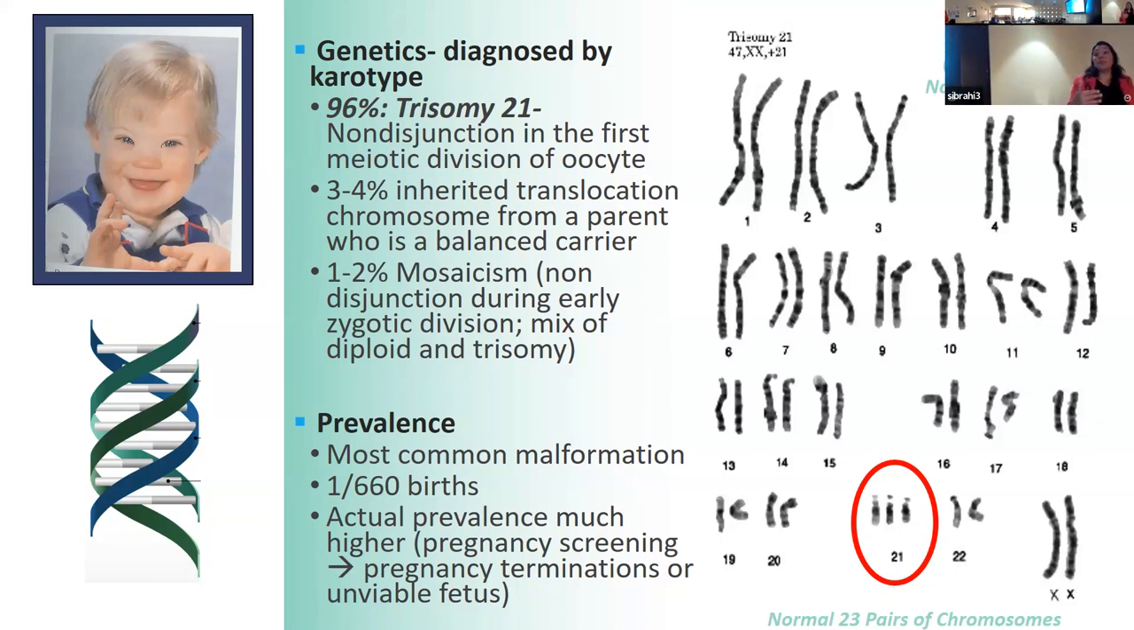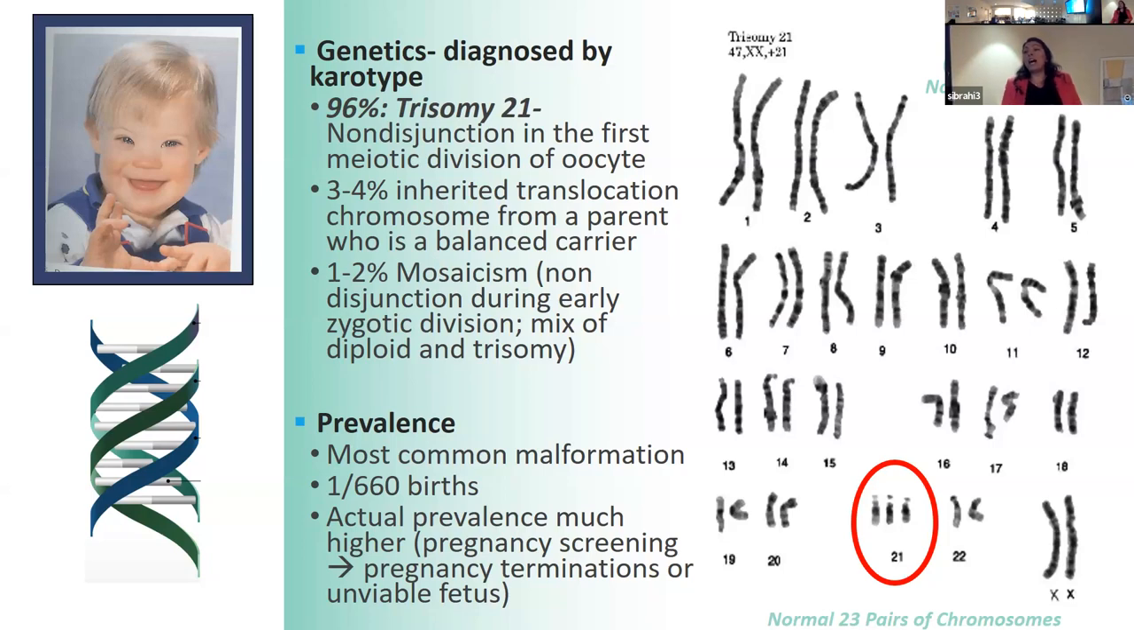Trisomy 21 is the most common malformation, in 1 in 660 births. Worldwide, it's also the most common. So you have a third one there. So it becomes 47 instead of 46. And in this case, female XX, so plus 21. What happens? Right at birth, 96% of trisomy 21s, it happens right at the meiotic division. So instead of dividing equally, two and two, a third one gets there, and then it migrates into the genome of that particular patient. Less so is inherited translocation and mosaicism, but most of what we see is the nondisjunction.